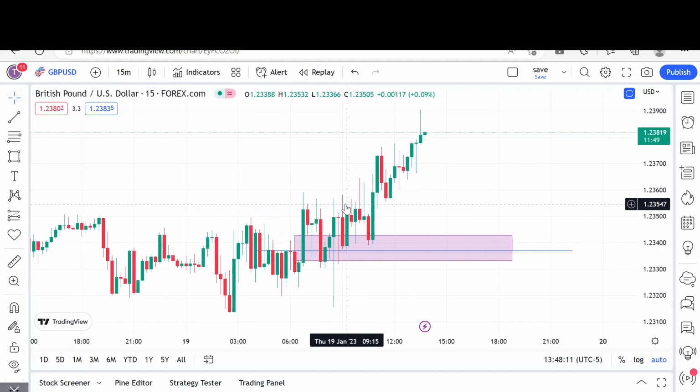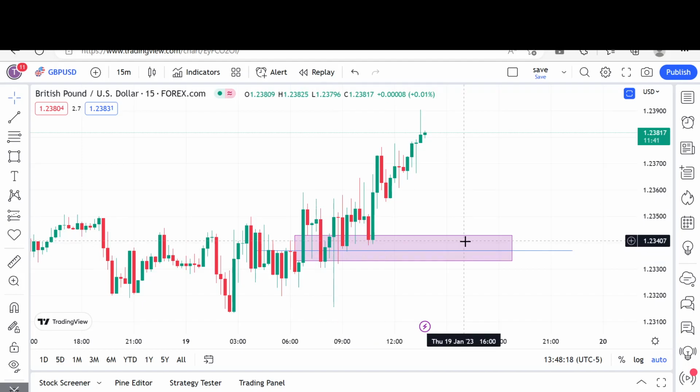Again, the larger time frame, I'm trading with the larger time frame trend. 4 hour, tapping down into an imbalance, confirmation shift with our fair value gap, coming into a New York kill zone.